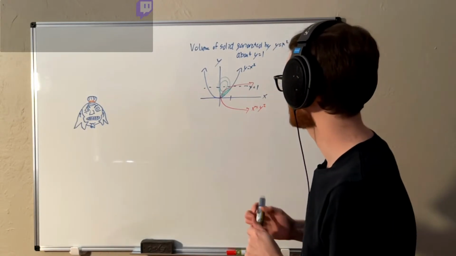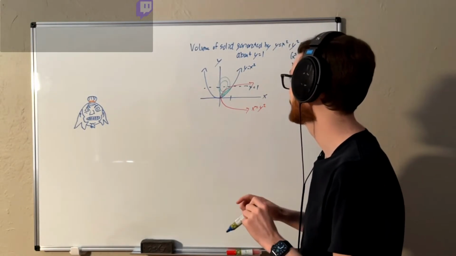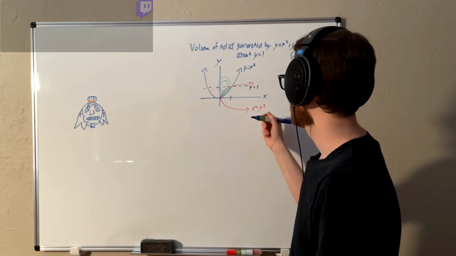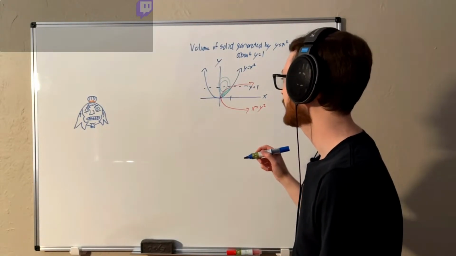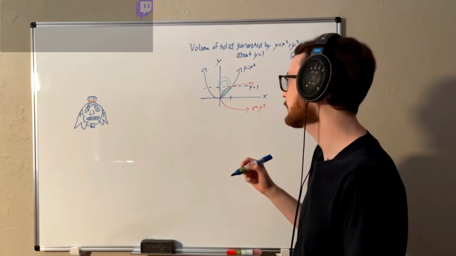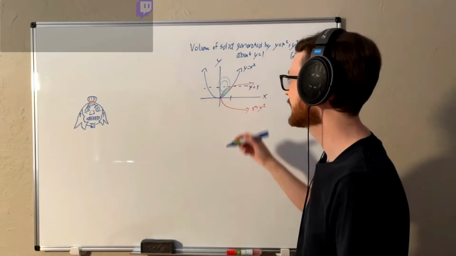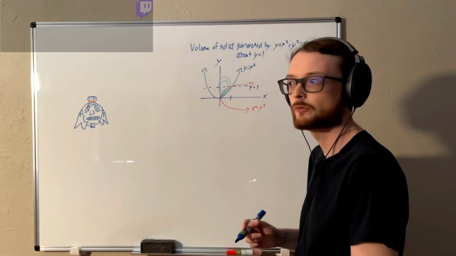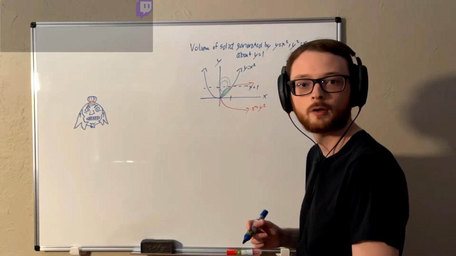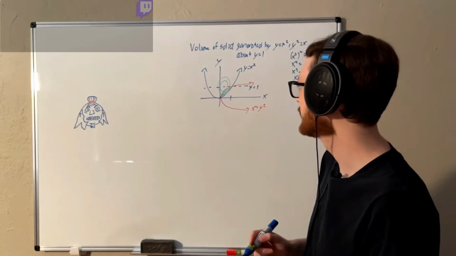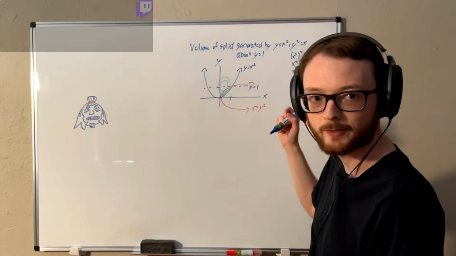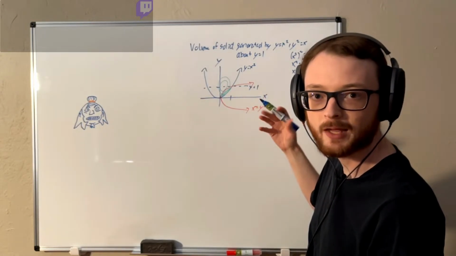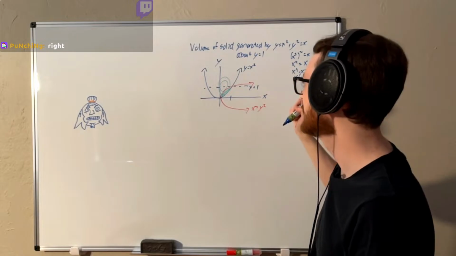All right, so I was just working on my head how it's going to look. So now the question to ask is, do washers make sense here, because we're doing between two surfaces, and that usually means washers to my memory. The question we have to answer now is, what's our outer function, what's our inner function? So we're not rotating about the x-axis, we're rotating about y equals 1.